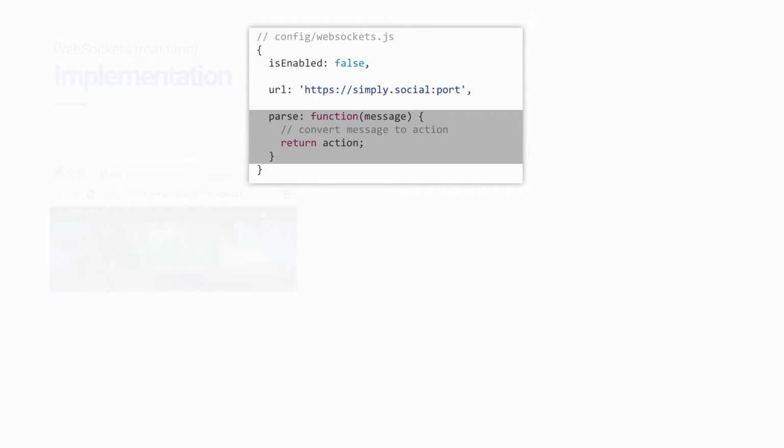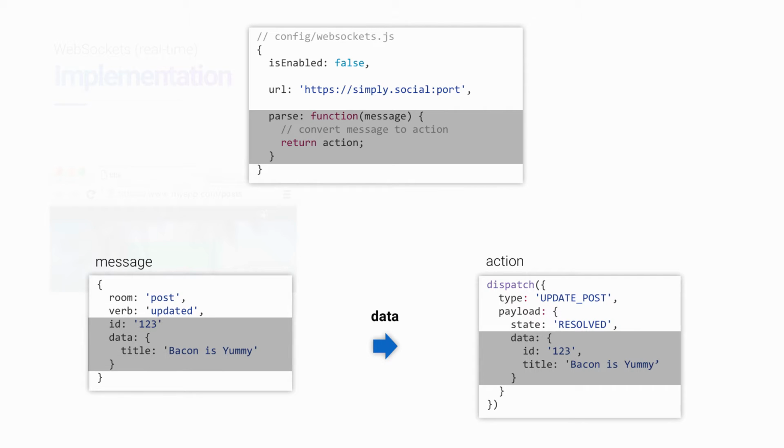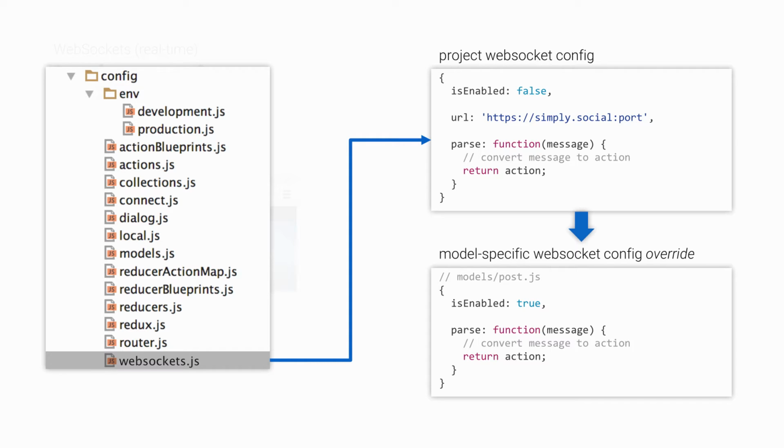So to reiterate, the purpose of this function would be to convert the WebSocket message into the corresponding action. To do that, you'll need to map the room and verb into an action type, and map the verb to a payload state, though most of the time this will simply be resolved for data coming from other users. You'll also need to extract the data from the message that we want to send to the reducer. Additionally, like everything else in Lore, this WebSocket config will also be overridable on a per model basis as well, in case you're interacting with multiple WebSocket servers or the mapping pattern changes on a per room basis.